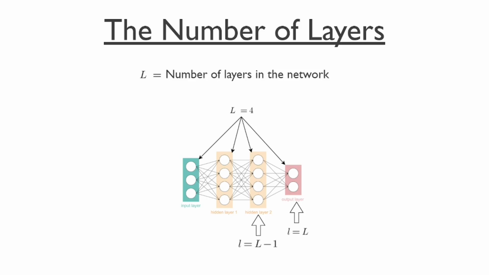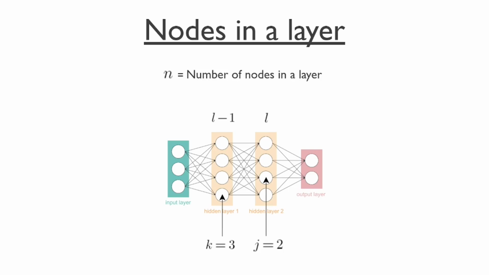We'll use small l to index these layers. For this particular model, L is equal to 4. We will also use l equals big L to describe the output layer, and l minus 1 to describe the layer just before the output layer. To describe the nodes within a given layer l, we'll index them using j, and our j will go from 0 to n minus 1, with n being the number of nodes in the layer. To describe the nodes in the previous layer l minus 1, we'll use k as our index, which also goes from 0 to n minus 1.